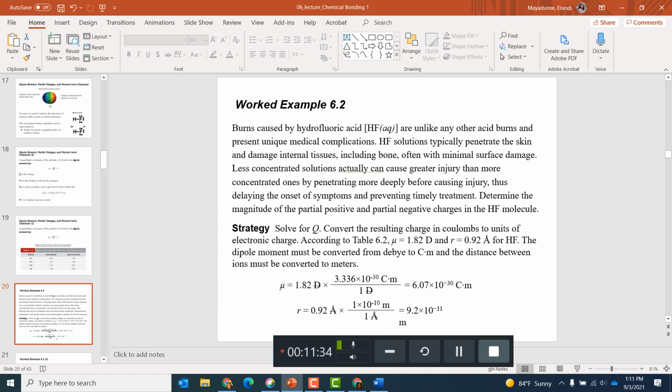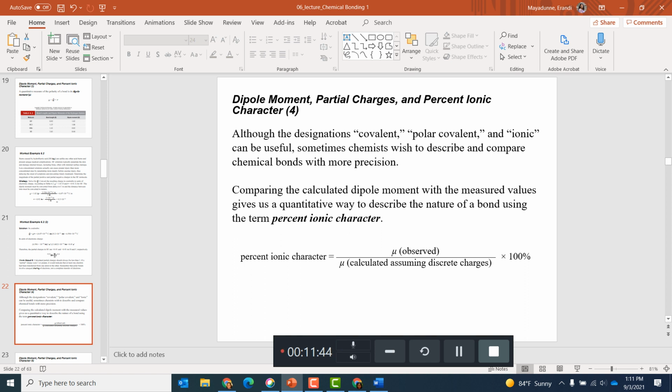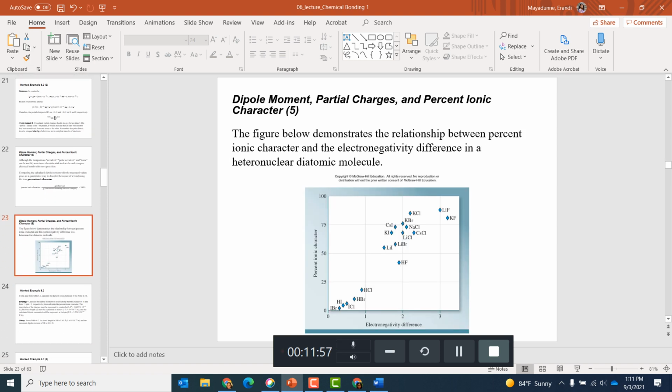I'm not going to ask you to really calculate the dipole moment. I just want you to have some sense of what the dipole moment is. As for percent ionic character, just know what it is, but I'm not going to go into detail on calculating it.